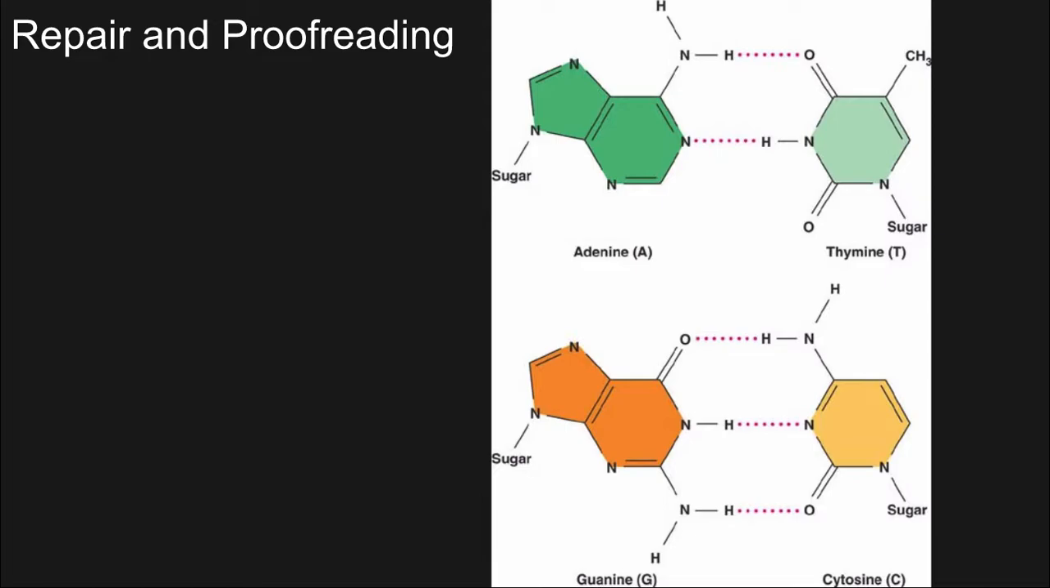Repair and proofreading. Replication has some sort of built-in error detector. Sometimes during this process, the wrong nucleotide will be added to the strand of DNA. If this happens, DNA polymerase will detect the error and replace the wrong nucleotide with the correct nucleotide. With this function, billions of errors are detected and corrected.